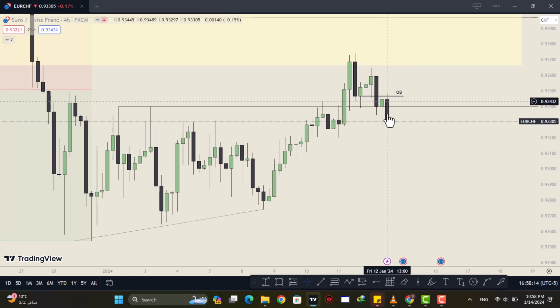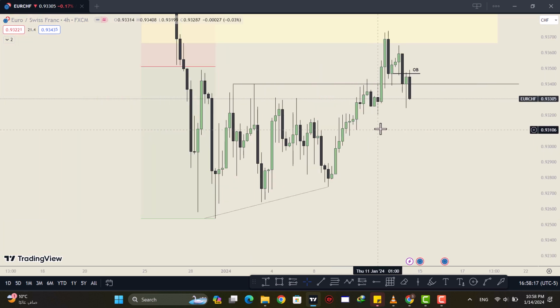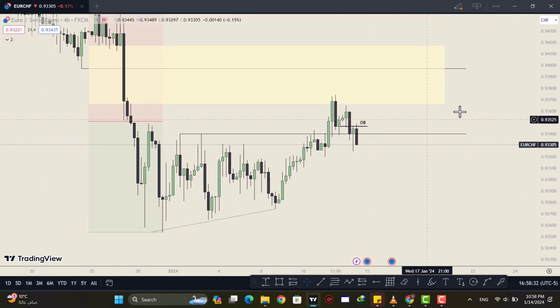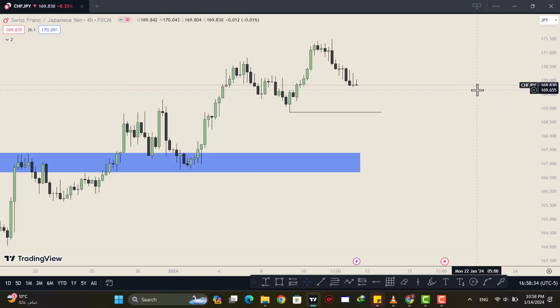So I want to see another displacement, and then I'm interested in taking shorts into first this fair value gap right here, this inefficiency, and last my terminus is this trend line right here, these failed swings. So that's the gameplay for EURCHF. Let's move on to another pair.